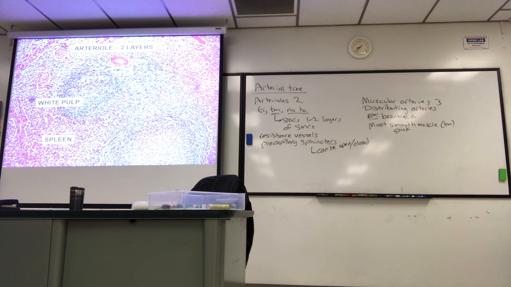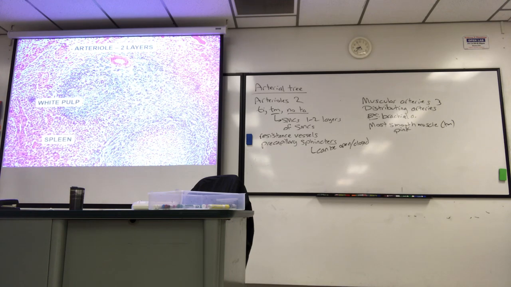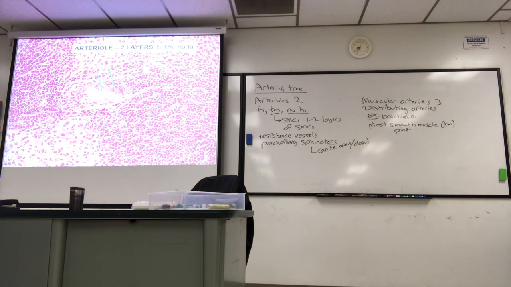This is an example of where I know you have an arteriole. It's called the central arteriole. It happens to be from spleen, which has white pulp. The white is from white blood cells that surround this vessel more or less, so it's a good way to find blood-borne pathogens. I'll teach spleen later. But anyways, it's got the two layers. I don't point to them, but it's TI, TM, no TA. Here's a close-up of it. I point to it there. TI, TM, no TA. Okay, it's arterial.